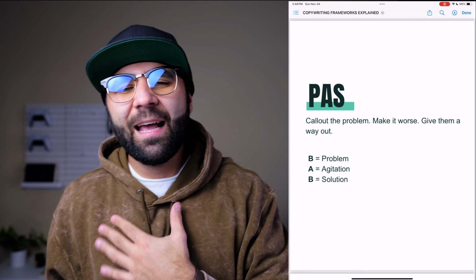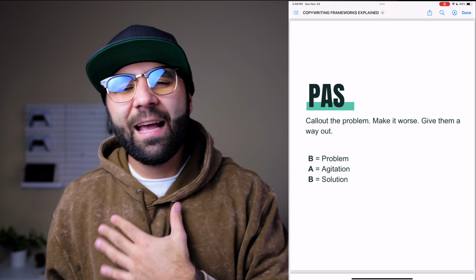Make it worse, because sometimes when people have a problem, they're lukewarm about it. They're not really trying to solve it. They're like, it's okay, they're just kind of flying by the seat of their pants. No problem. Make it worse, where you agitate the problem, where you try and make them know it's actually worse than you think it is. It instills fear, it increases emotion, and they're like, I need to solve this.